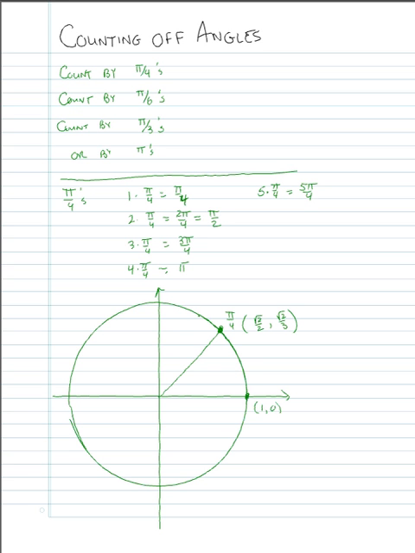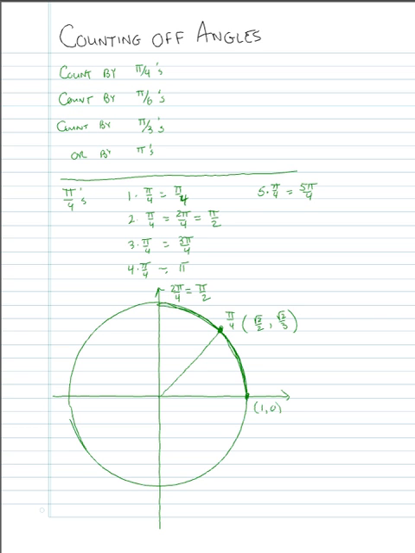Now, think about if I put 2 of those together. See, 2 pi over 4s. Here's the first pi over 4. We move this distance. And for the second pi over 4, we're going to start there and move that distance again. And where does that put us? That puts us right here, doesn't it? So this is 2 pi over 4, which we recognize is the same as pi over 2. We already knew that.